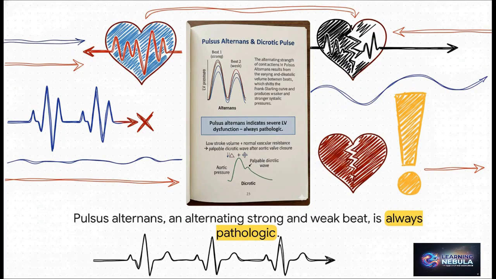Now, if you ever feel a rhythm of strong beat, weak beat, strong beat, weak beat, you need to pay very close attention. This is called pulsus alternans, and as the slide says, it is always a bad sign. It indicates severe dysfunction of the left ventricle. This is a serious finding you absolutely cannot afford to miss.